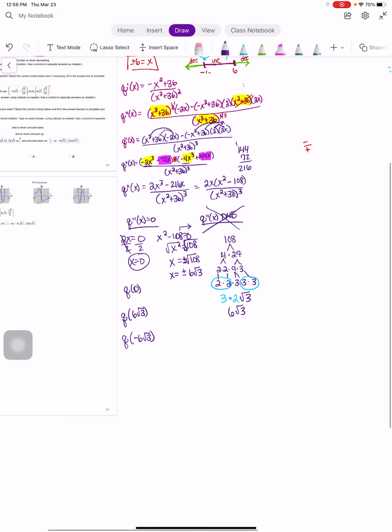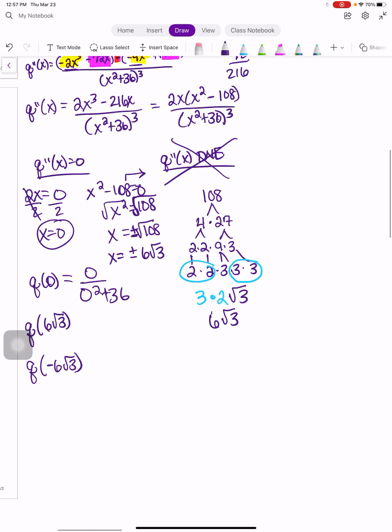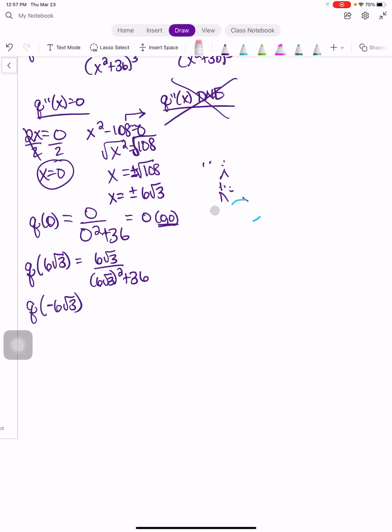And I can't quite remember what that function was. I've done so much. So the original function was x divided by x squared plus 36. So for 0, that's just going to give us 0. So we have an inflection point at 0, 0. For 6 square roots of 3, that would give me 6 square roots of 3 divided by 6 square roots of 3 squared plus 36. Let's erase this factor tree so we have some room to work.